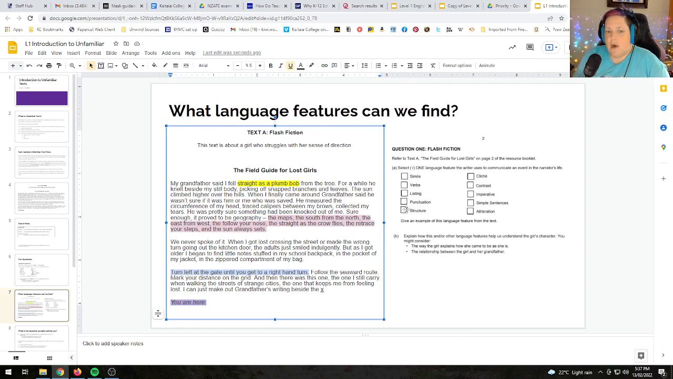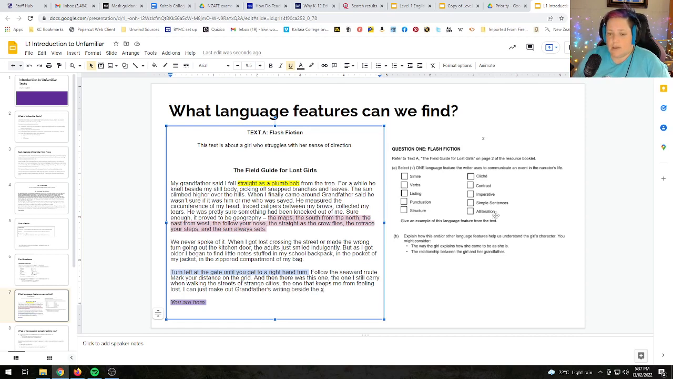Structure is how the author structures it. So again, you could talk about "you are here" for the structure. It's on its own. It's a really interesting one to give a short example of that fits in that space. But that's what it is.